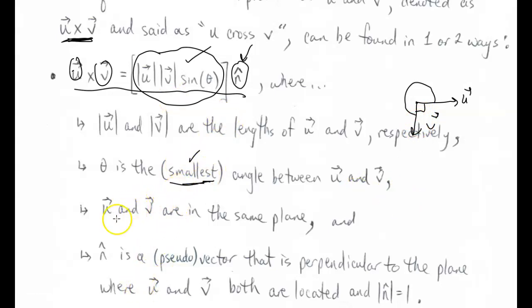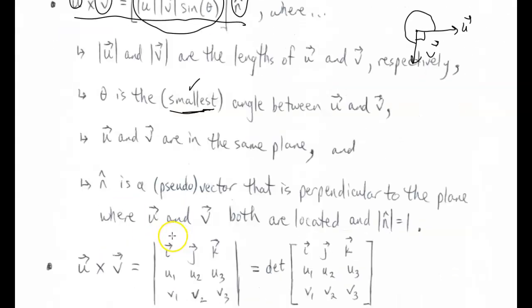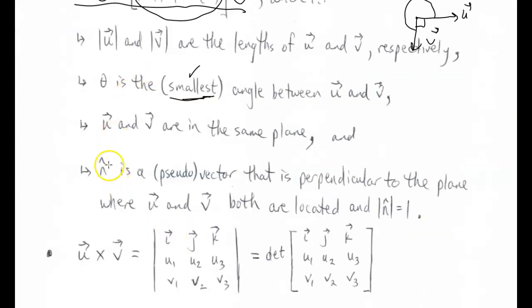All right. Again, u and v are in the same plane, and n hat, as I call it here, is going to be a pseudo vector that's perpendicular to the plane that both vectors u and v lie in, and the magnitude of that vector is going to be 1. And that's what makes it a unit vector.